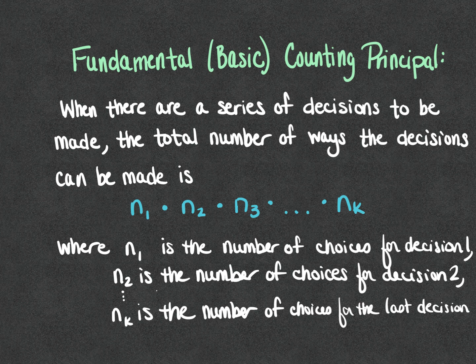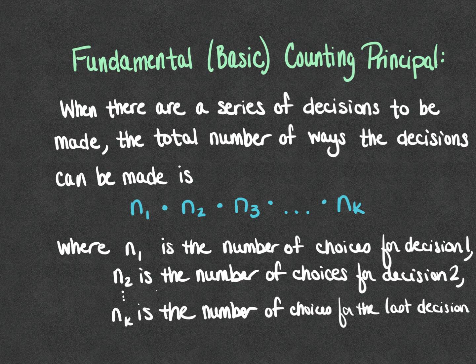So in the previous example, N1 represented the number of choices I had for color of t-shirt, which was 5. N2, my second decision, was about size, and so that value was 4. And then N3 was all about the design. Again, the value was 4 because I had 4 choices for design.